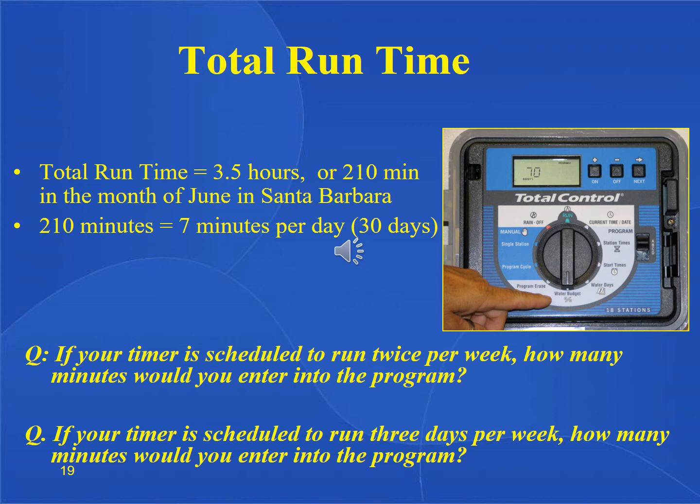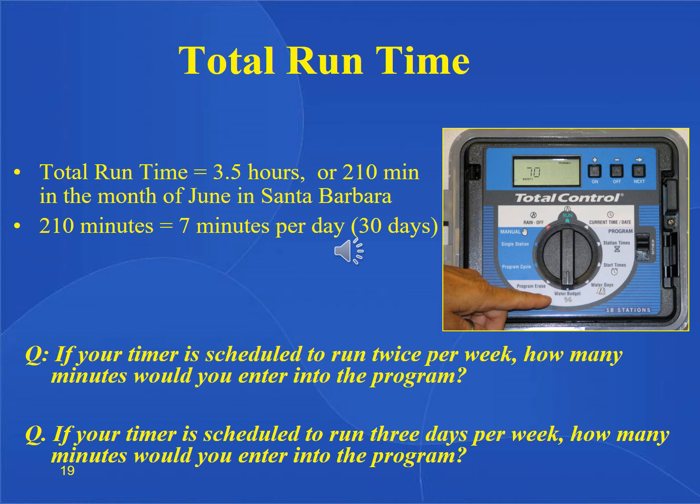If your timer is scheduled to run twice per week, so that's 8 times in a month, how many minutes would you enter into your program? How much time would you schedule each of those 2 times per week, the 2 times that your irrigation system goes on? How long should they be on for those times? Well, you take the 210 and divide it by 8. And then the last question, if you want to run it 3 days a week, you take the 210 and divide it by 12, because 3 times a week times 4 weeks is 12 times a month.